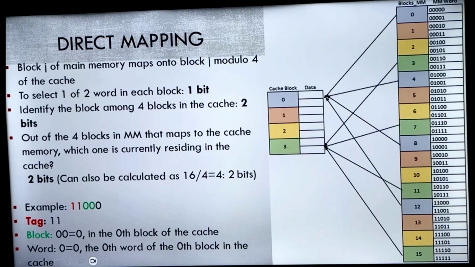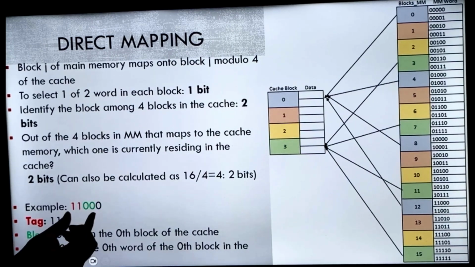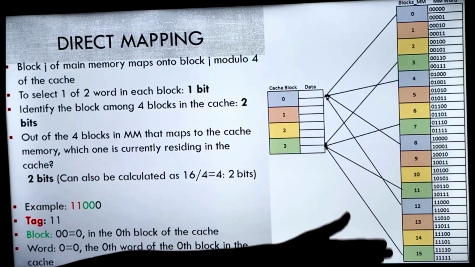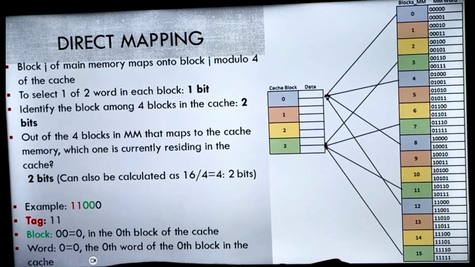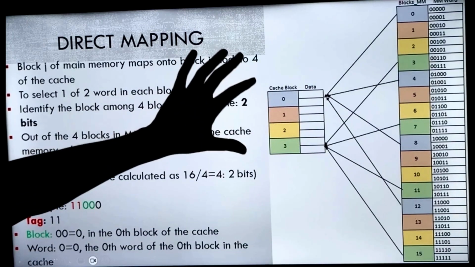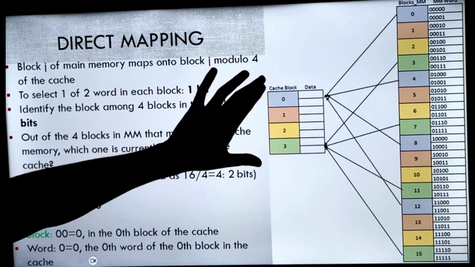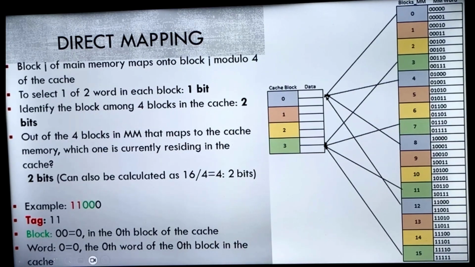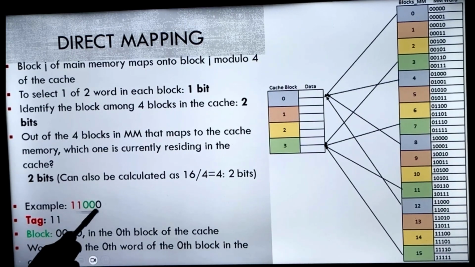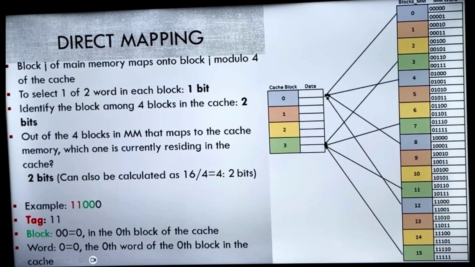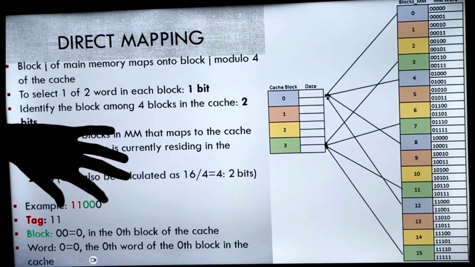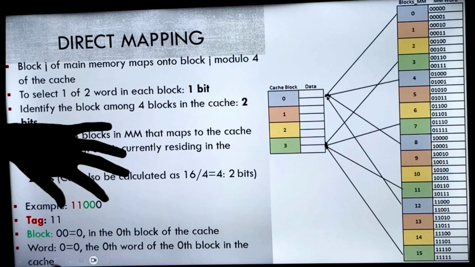See here, this is the cache memory I have. This is the main memory I have. If you see, I have total 16 different blocks in main memory, and I have 4 different blocks in cache. And in each block I have 2 memory words. Now my processor has generated one address, 11000. Now what I said, this 11000 will be divided into 3 parts in direct mapping. What are those? Word, block and tag.